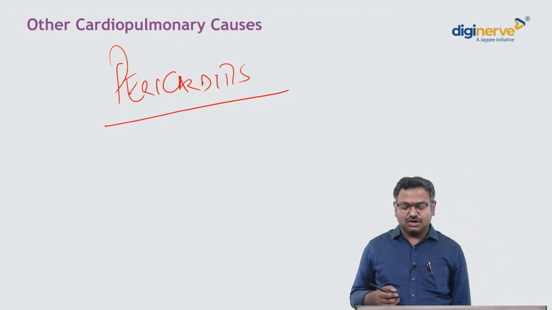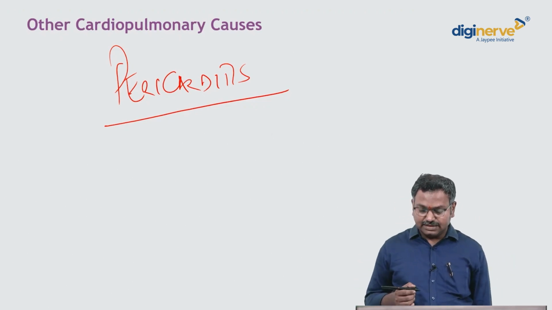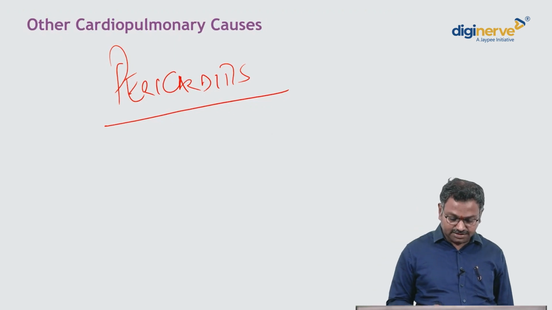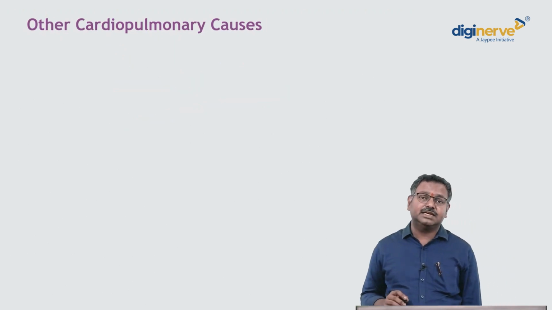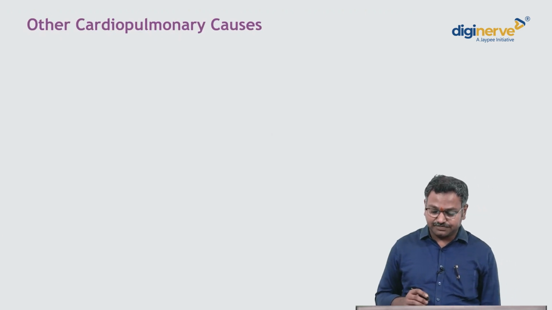Other causes of chest discomfort, as we said: mitral valve prolapse can manifest with chest discomfort, hypertension, the various cardiomyopathies, and pulmonary arterial hypertension can also present with chest pain.